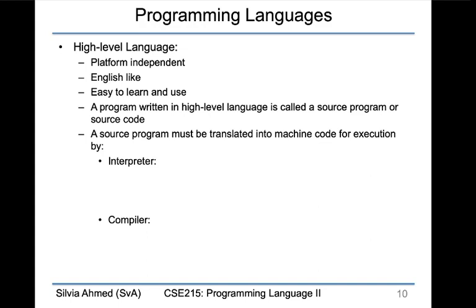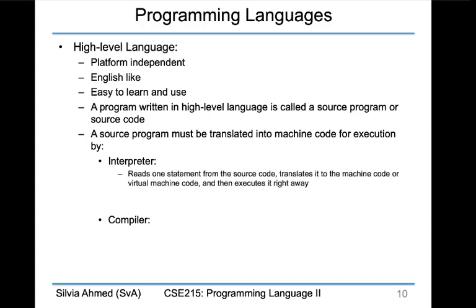There are two types of translators. One is known as interpreter, the other is known as compiler. There's a difference in how these two things work. It's not that one is better than the other, but it depends on the use and application. So what does an interpreter do?